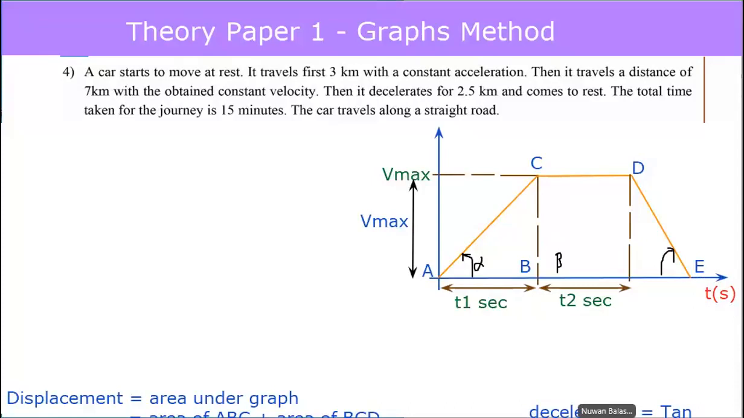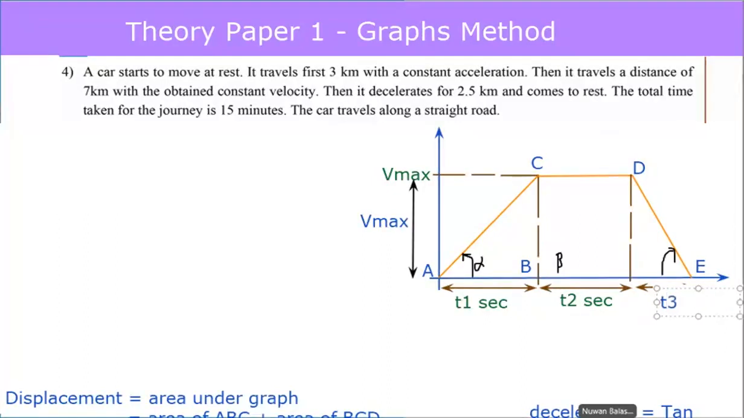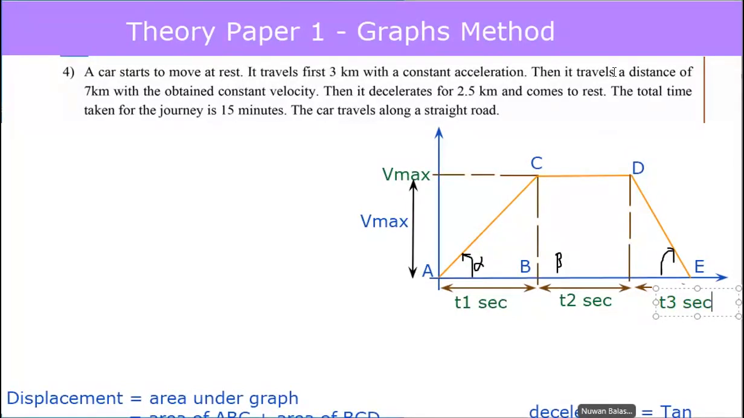If you check carefully, they have not given this T1, T2, T3 time duration separately. They have not given the T1 duration, T2 duration, and T3 duration separately, but they have given the total time. So it means if you add T1 plus T2 plus T3, that will be the total time. So they have given the total time as 15 minutes, not seconds.